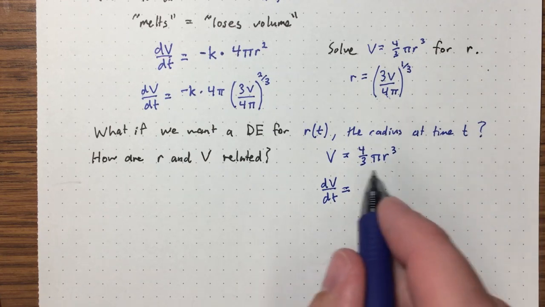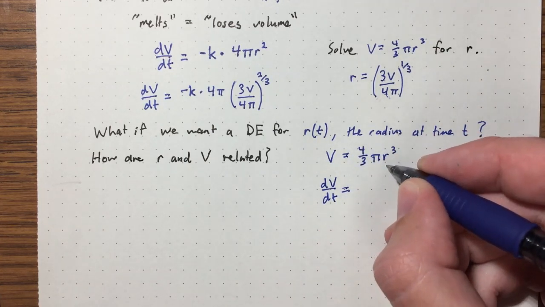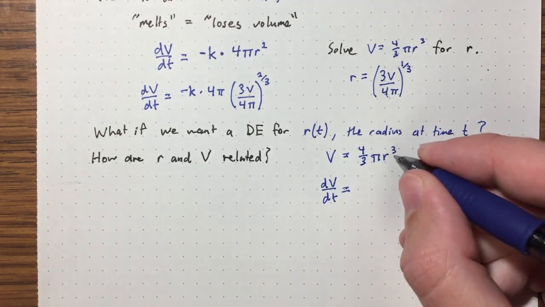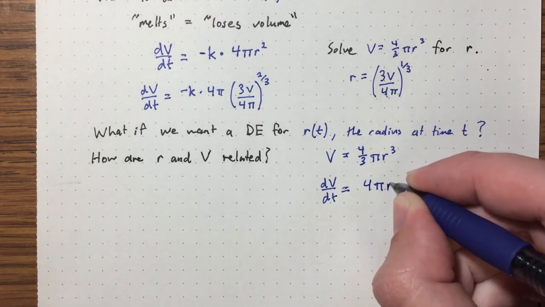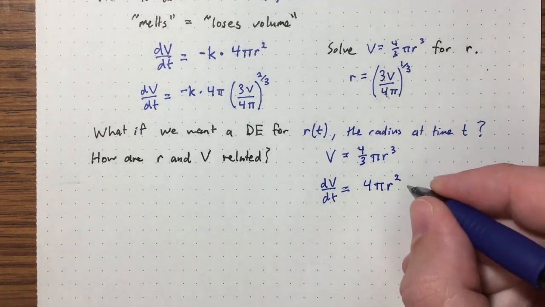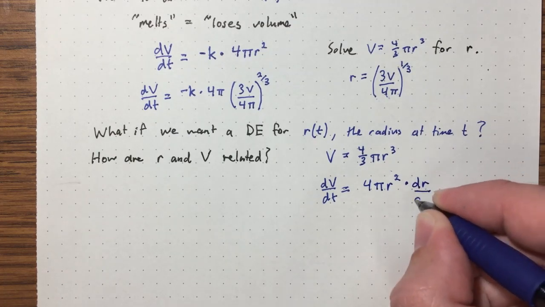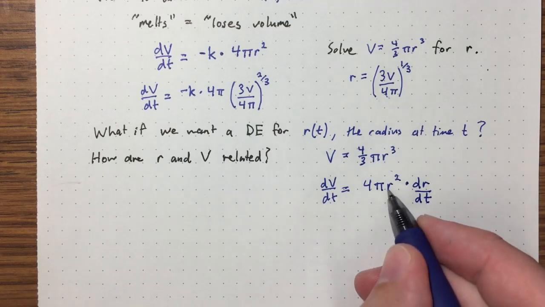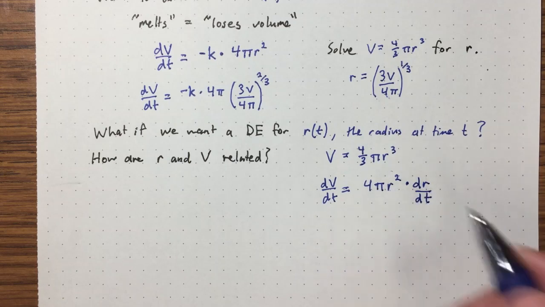Okay, so now we're taking the derivative here with respect to t. r is some implicit function of t, right? So we're going to get, by the power rule, 4 pi r squared. But then we have to multiply, so be careful here, by dr dt, by the chain rule, because r is an implicit function of t. So we have to multiply by its derivative.